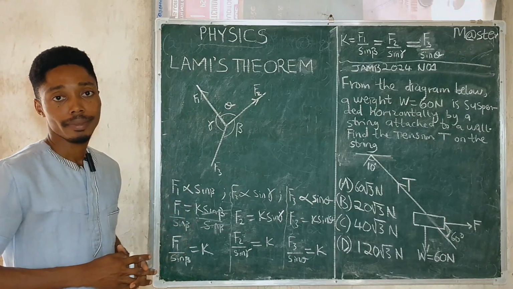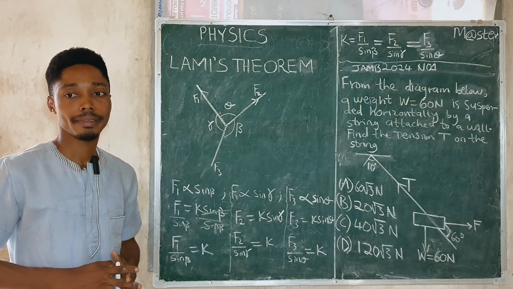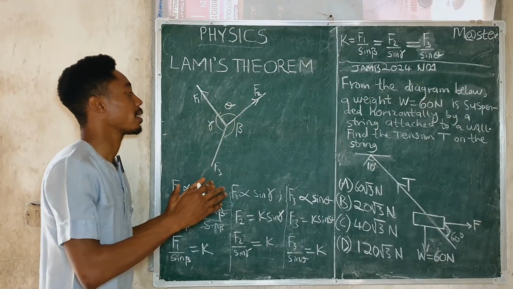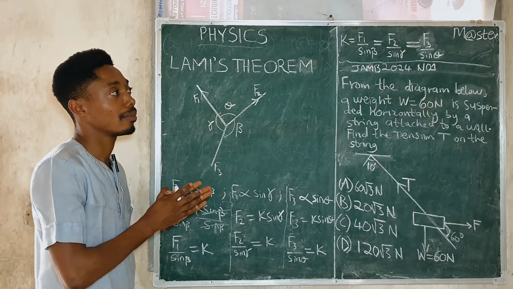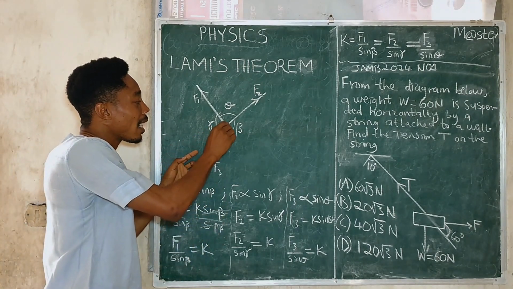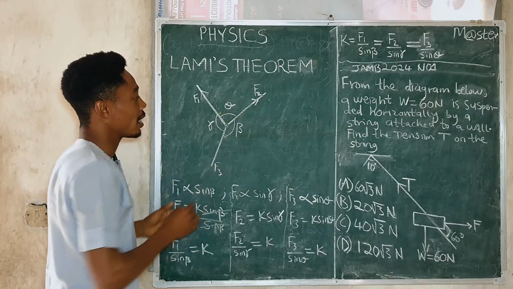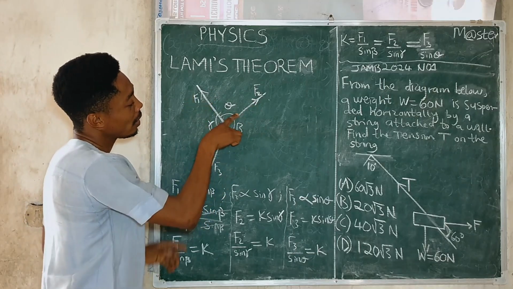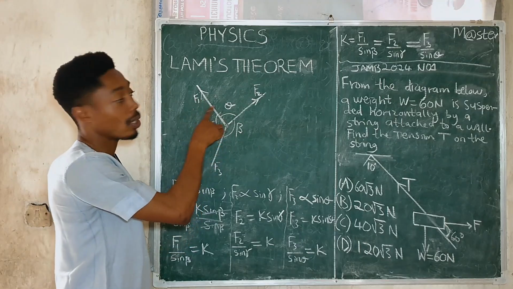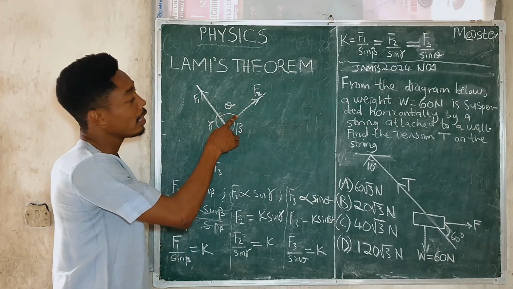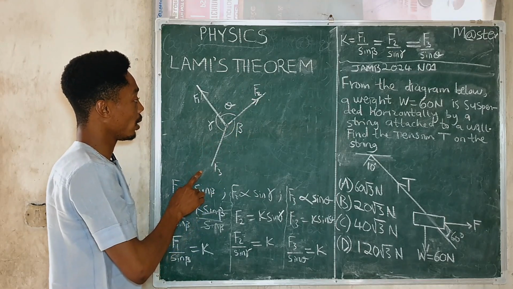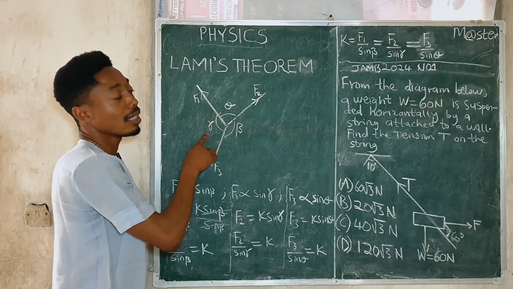In Lami's theorem, which I have just stated, for three coplanar forces like this, coplanar forces are forces that are acting on the same plane and acting at a point in equilibrium. If these three forces are in equilibrium, so this is F1, this is F2, and this is F3. The angle of inclination between F1 and F2 is theta. The angle of inclination between F2 and F3 is beta. The angle of inclination between F3 and F1 is gamma.